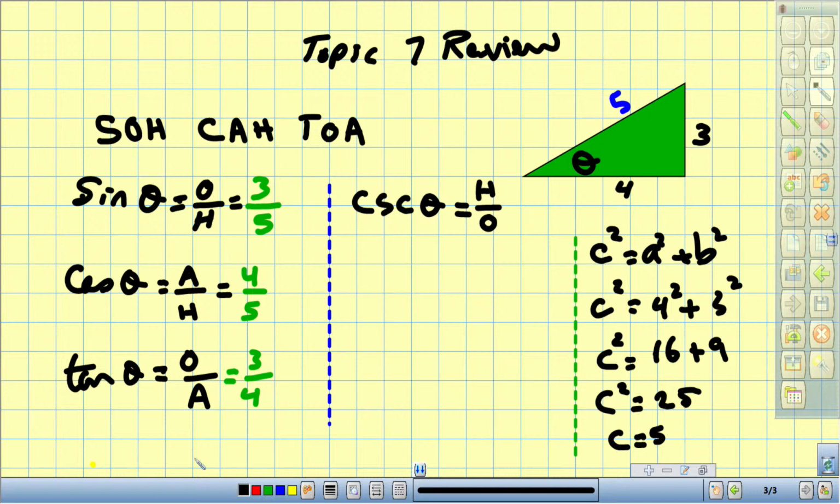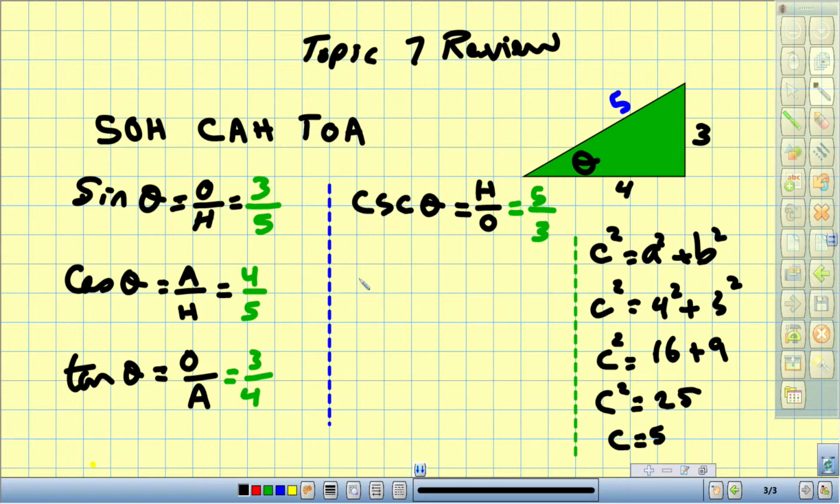Or just switch these. That's what you do. This one becomes the top, and this one goes down. That's all you do. Or you could do 1 over, obviously. So that becomes 5 over 3. This is the cosecant. The second one.